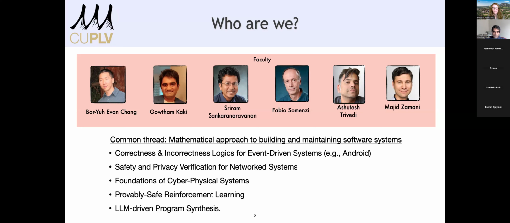Okay, so here are the bullet points showing a few projects that we are currently active in in our lab. I listed them here because they refine the theme that I mentioned, and they give an idea of the things that we actually work on. The first thing is correctness and incorrectness logics for event-driven systems.